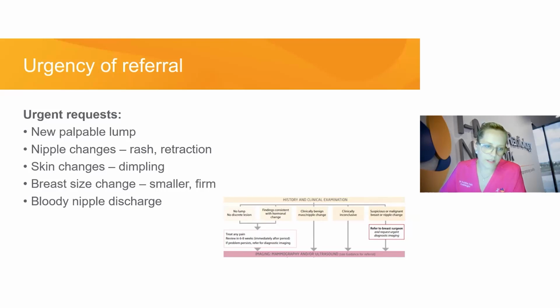Nipple changes are very important, so a rash or retraction. Skin changes, dimpling. If you tell me there's dimpling, we will pay a lot of attention to that area. Change in breast size. If you've got a mass that's growing is one thing, but the higher grade tumours and the inflammatory breast cancers can actually result in a firmer and smaller breast. So the shrinking breast is also a big red flag. And obviously, a bloody nipple discharge is an important presentation and not to be ignored.